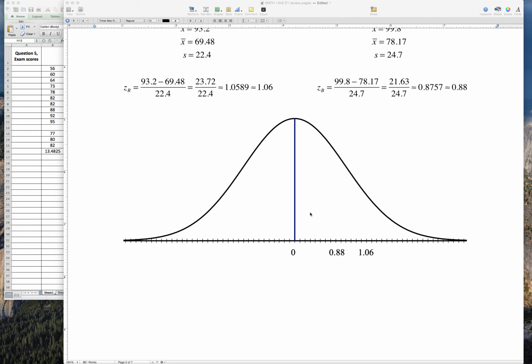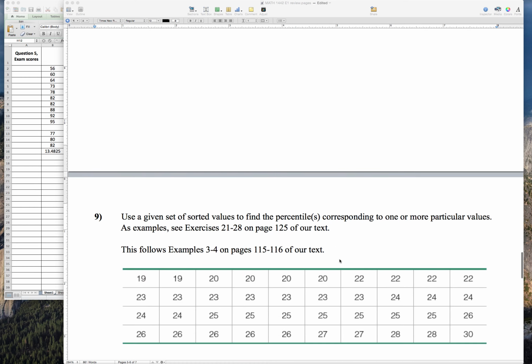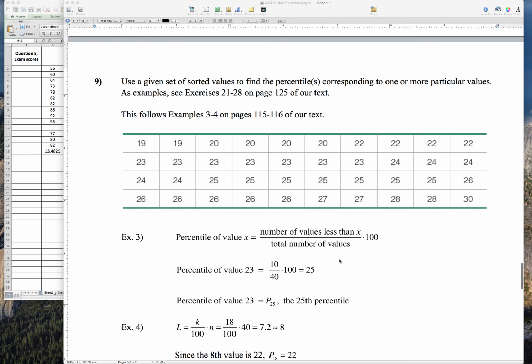But when we standardize them, this allows us to put them on the same scale, and we can see that here's the mean. They're both above average because they're on the plus side of the mean. But Ben Roethlisberger is a little bit higher. He's a little bit farther above the mean than Henry Burris is, so he did better. So that's how you use z-scores to compare two values in two data sets. All right, now question 9.